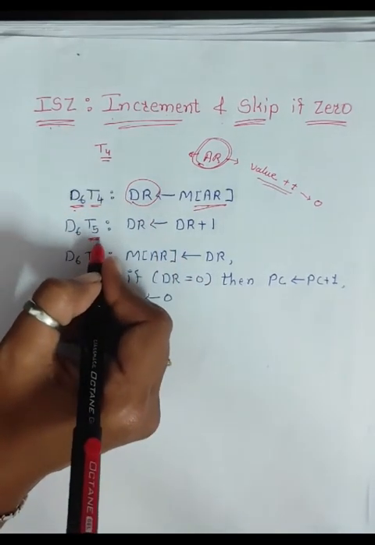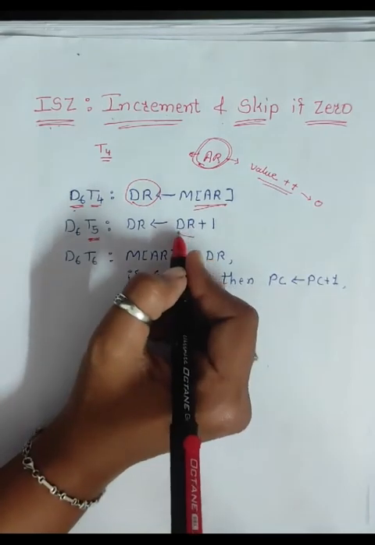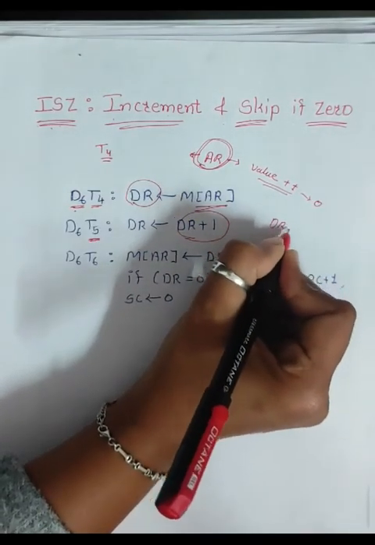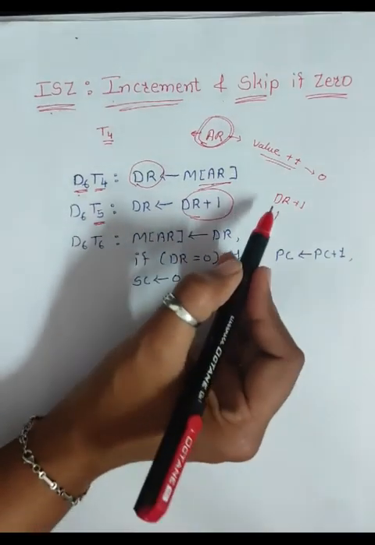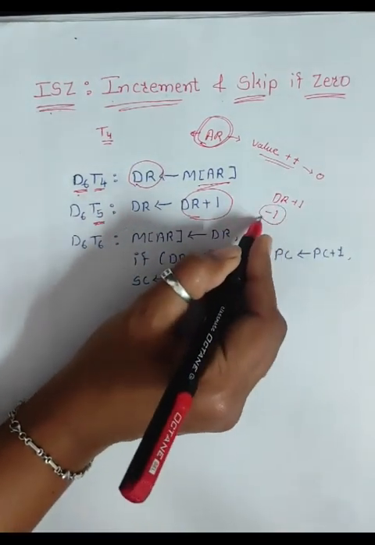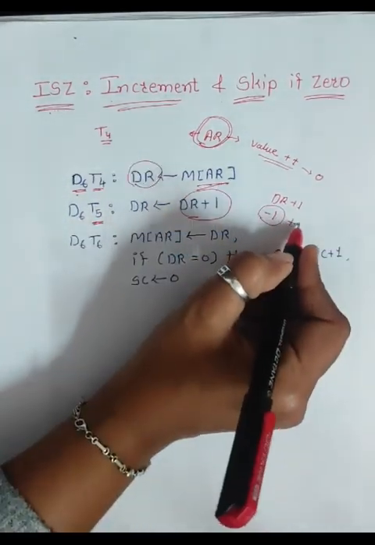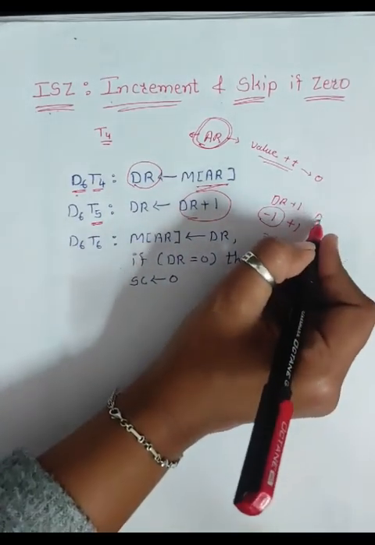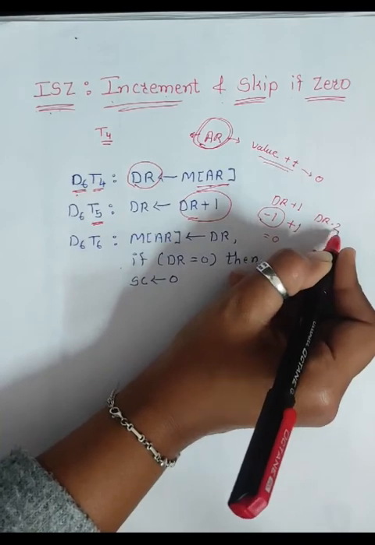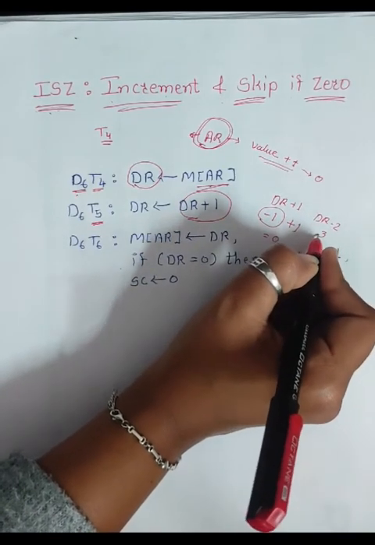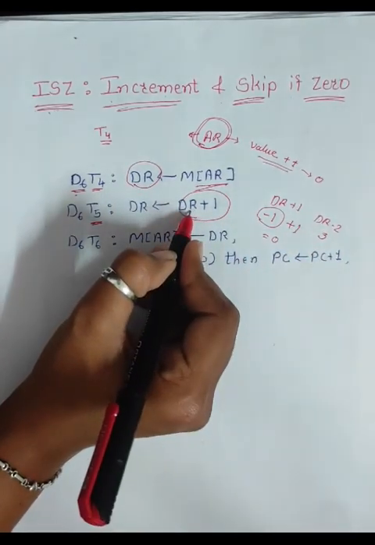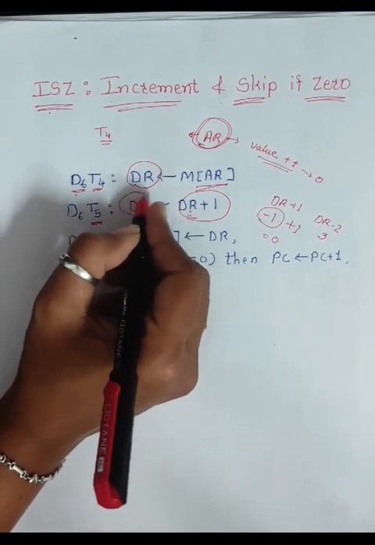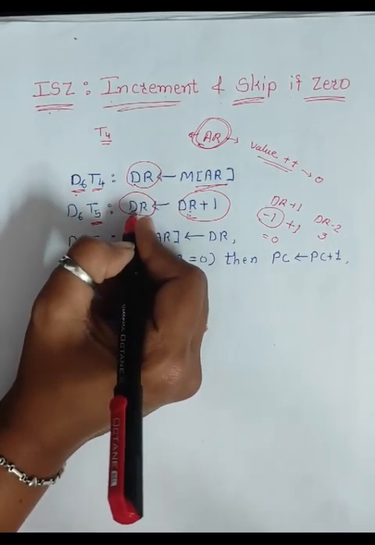Now at the T5 timing signal, what we are doing, we are incrementing the data register, right? DR plus 1. So DR plus 1, that means suppose my DR is holding the value -1, right? So -1 plus 1, that would become 0, right? Suppose my DR is holding some value 2 or 3, right? Suppose 2, so 2 plus 1, that's a 3, right? So it will simply increment the data, right? After incrementing it, whatever the answer is, that answer is again stored in DR, right?